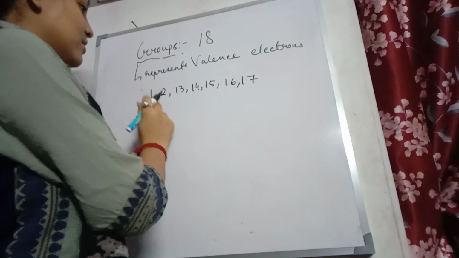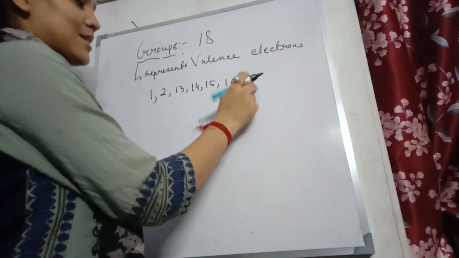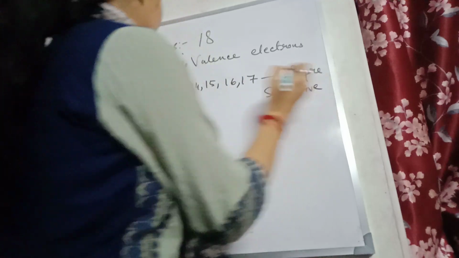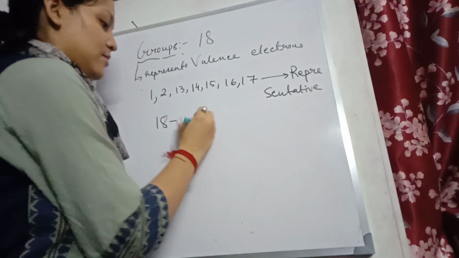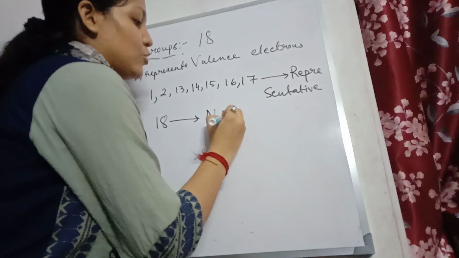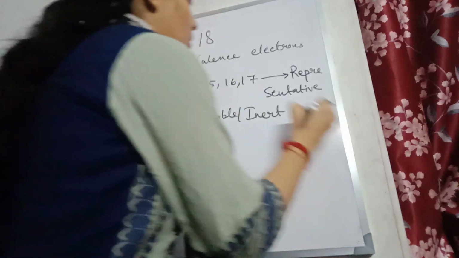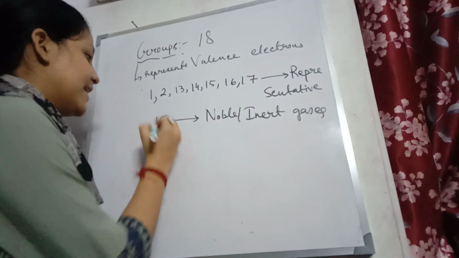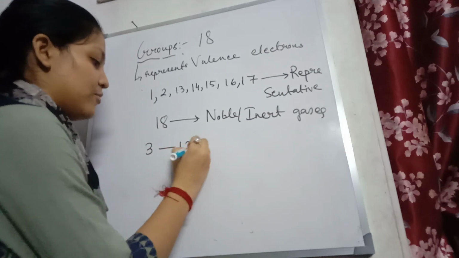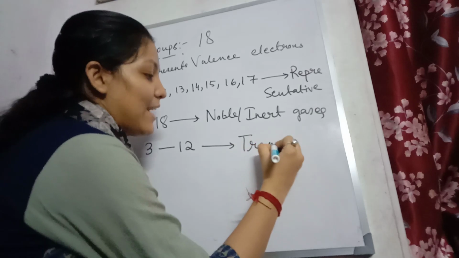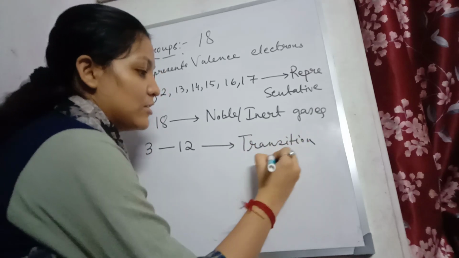So group 1, 2, 13, 14, 15, 16, 17, they are known as representative elements. Group 18 is known as noble or inert gases. Then group number 3 to 12 represents transition elements.